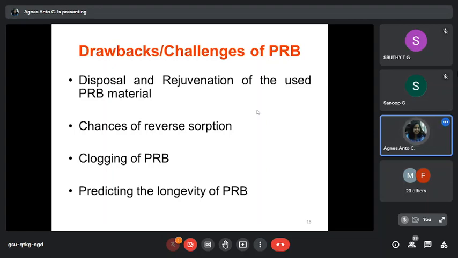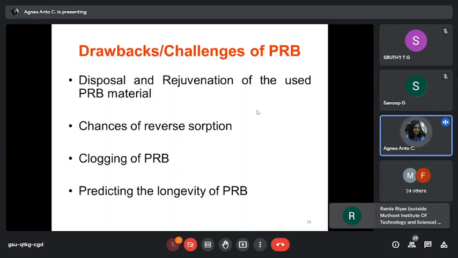Clogging of the PRB. Now, precipitation and sorption are the two immobilization mechanisms by which you treat your contaminated flow. So this is basically you trap it within the material, right? This will lead to the clogging of the pore spaces, and once the pore spaces are clogged, your barrier will no longer be permeable in nature. So the PRB cannot effectively perform its function.